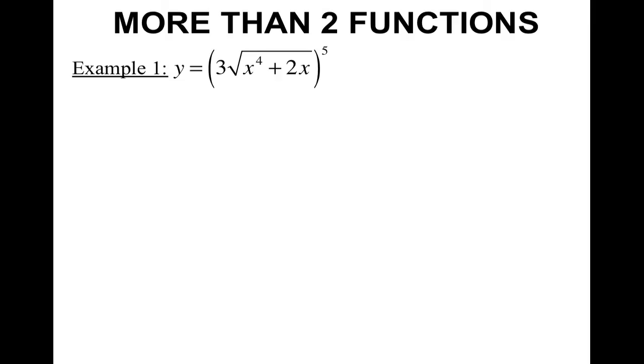Now with the chain rule, you can also have more than two functions. I like to call it you have an outer function, an inner function, and an inner inner function. And we typically let the inner inner function be v. So you first have to identify the inner function.